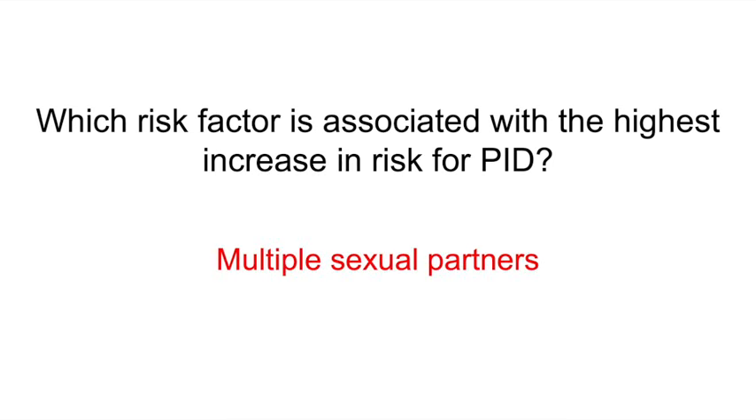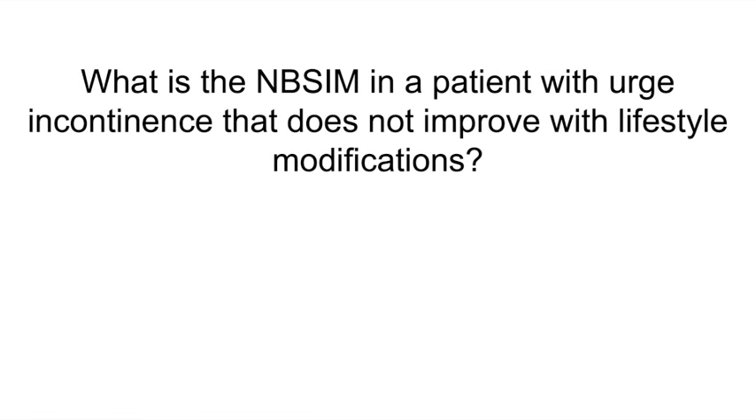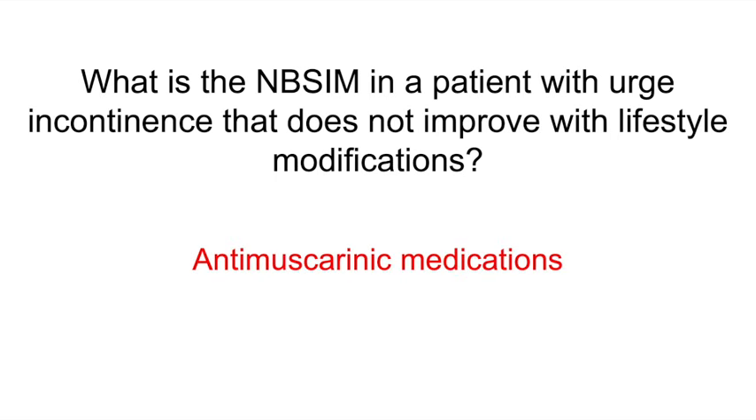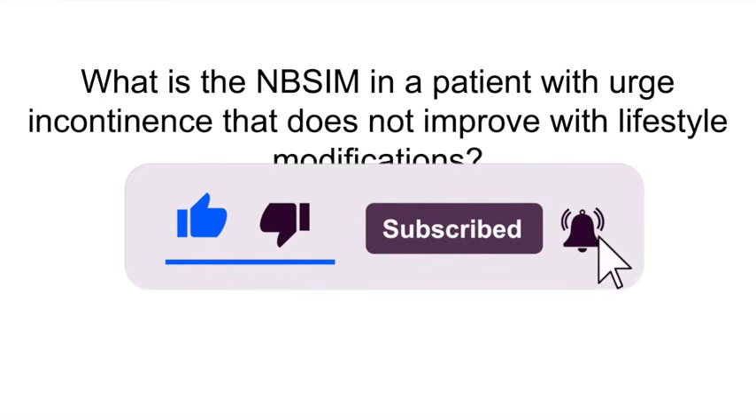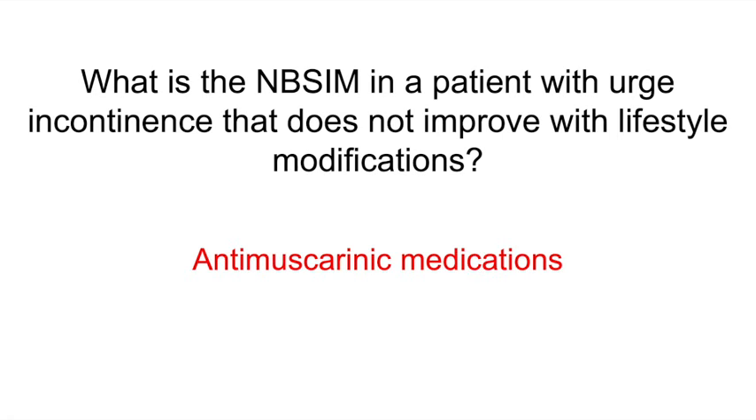Multiple sexual partners. What is the next best step in management in a patient with urge incontinence that does not improve with lifestyle modifications? Antimuscarinic medications. Antimuscarinic medications improve bladder capacity, and they also inhibit the detrusor muscle contraction during bladder filling by blocking ACh release in the bladder. Examples of antimuscarinic medications used to treat urge incontinence include oxybutynin and tolterodine.